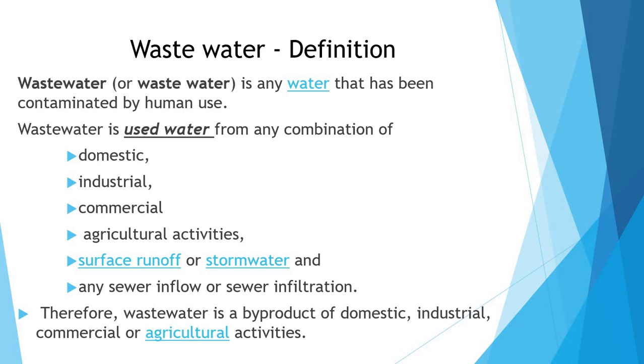Wastewater by its definition is any water that has been contaminated by human waste. It is simply used water from any combination of domestic, industrial, commercial or agricultural activities. It may be from surface runoff or from stormwater and from any sewer inflow or sewer infiltration. Therefore, wastewater is a byproduct of domestic, industrial, commercial or agricultural activities in simple words.